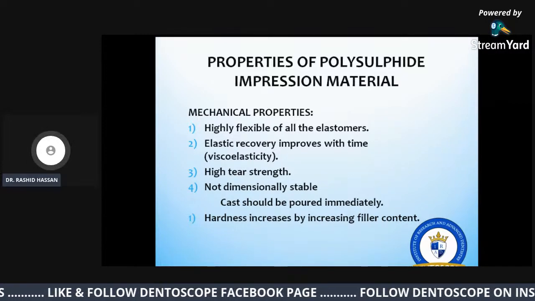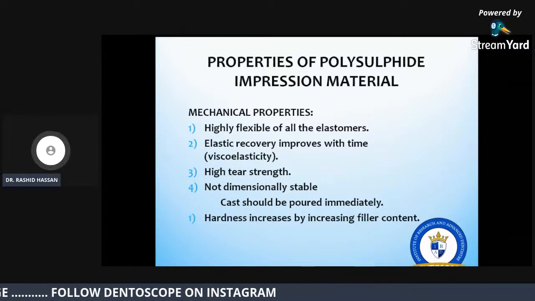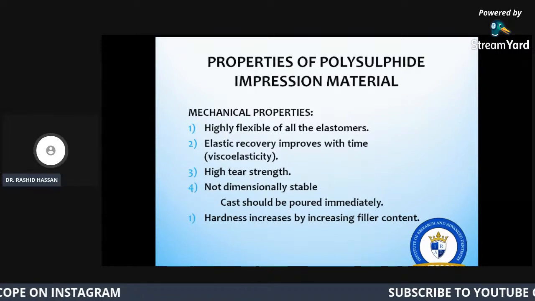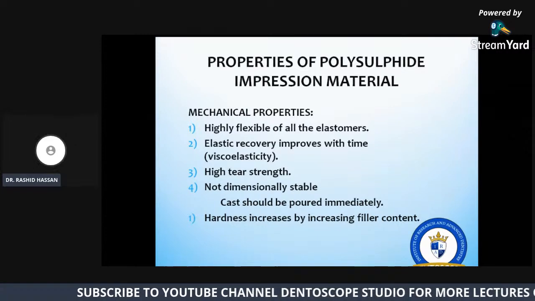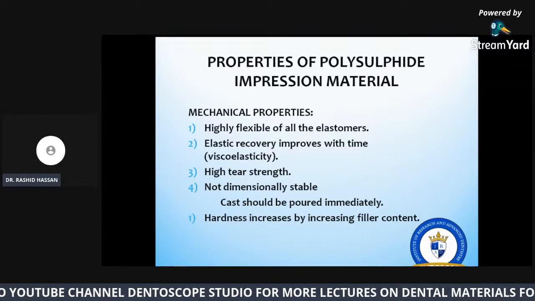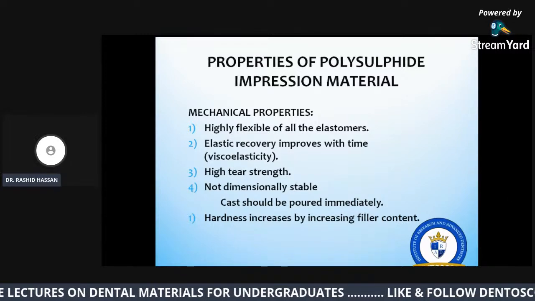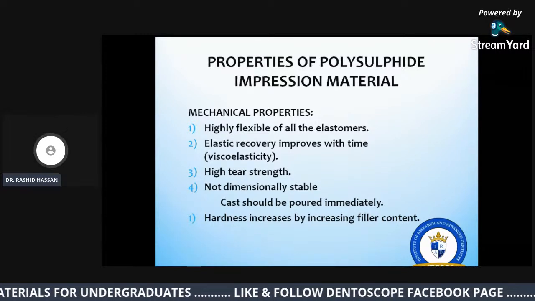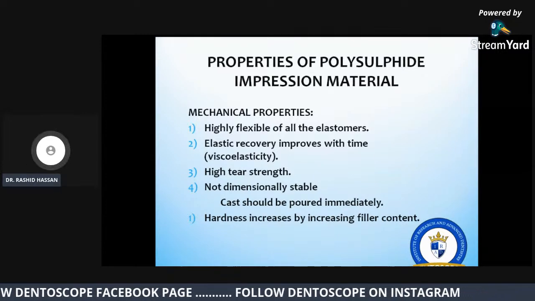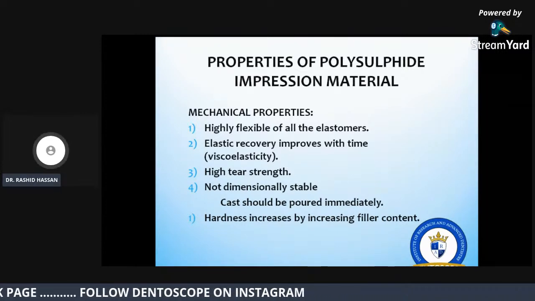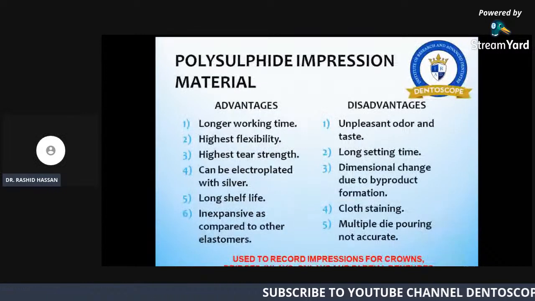So it is not dimensionally stable. Well, that is not a good thing because we only prefer the elastomeric impression material because of the dimensional stability. If that is not good, that's not going to serve our purpose. So the cast should be poured as soon as possible, as the material is not dimensionally stable. And as I told you in the general properties, the filler plays a very important role. So the more the filler, the less the polymerization shrinkage is going to be.